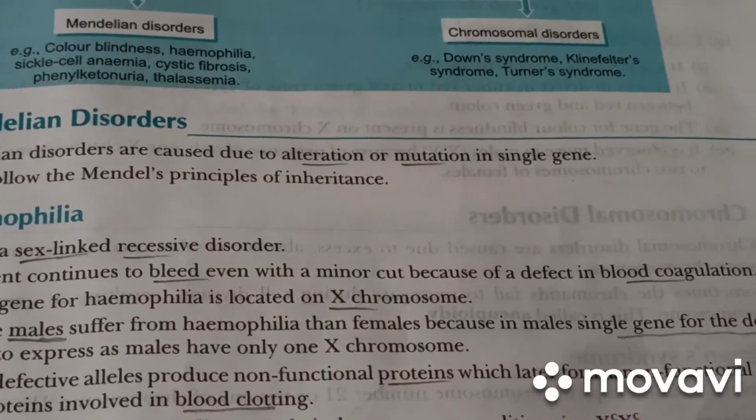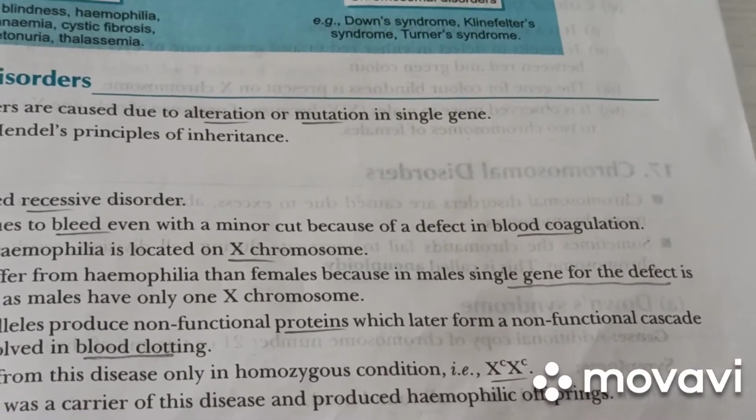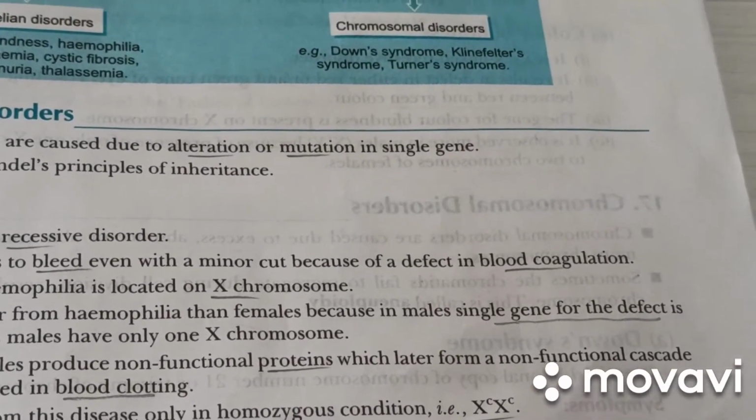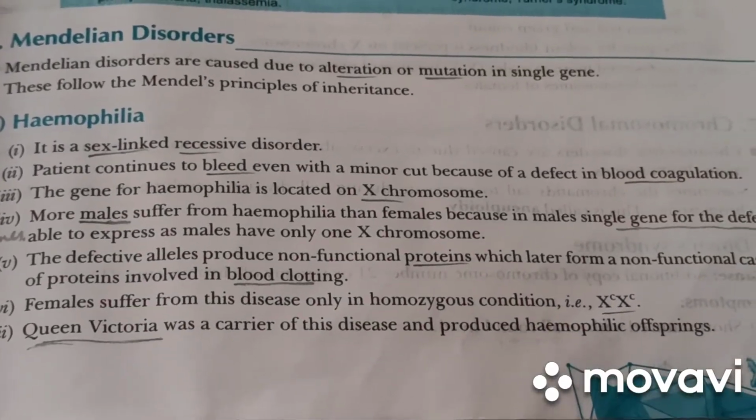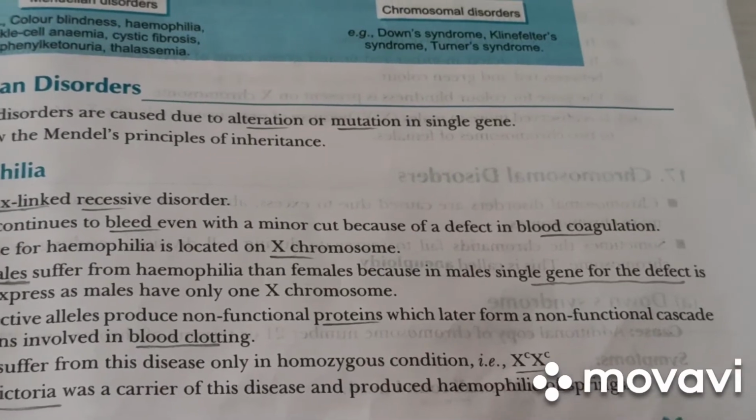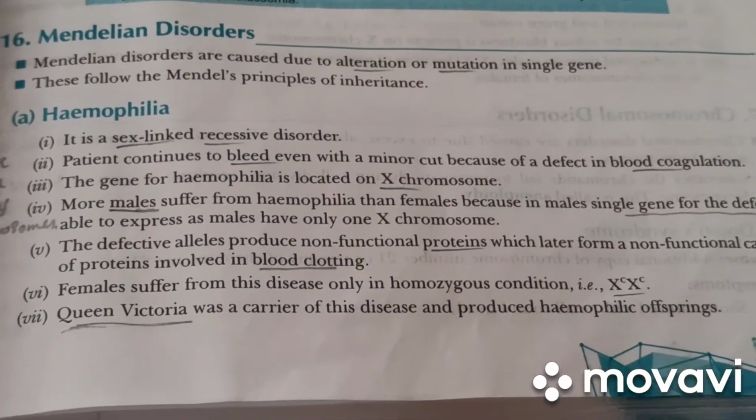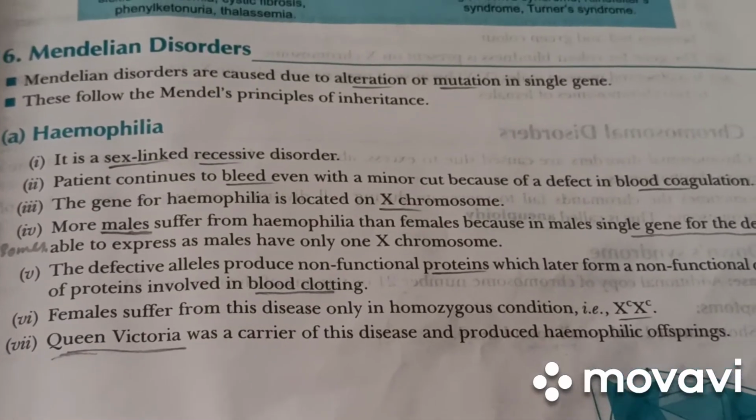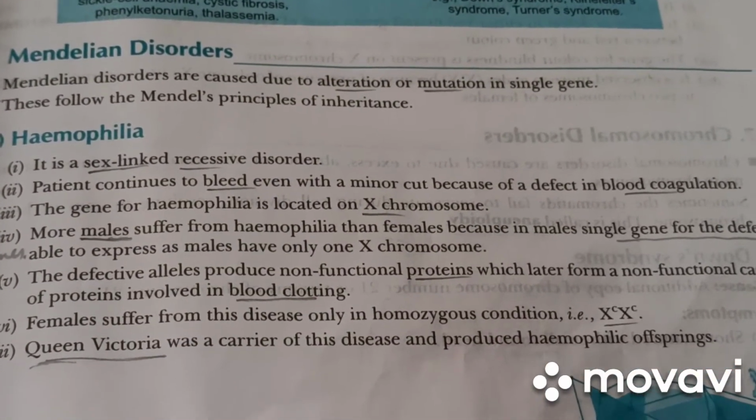The patient continues to bleed even with a minor cut because of a defect in blood coagulation, blood clotting. Clear? What is happening in this disease? The patient continues to bleed even with a minor cut because of the defect in blood clotting. The gene for hemophilia is located on the X chromosome.